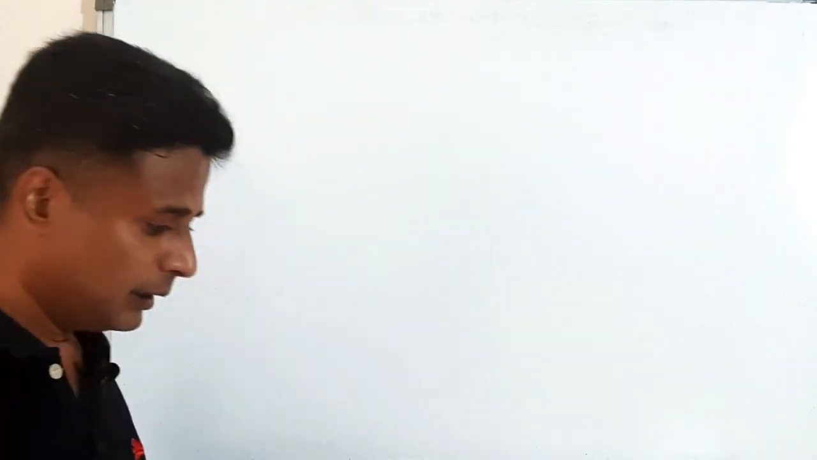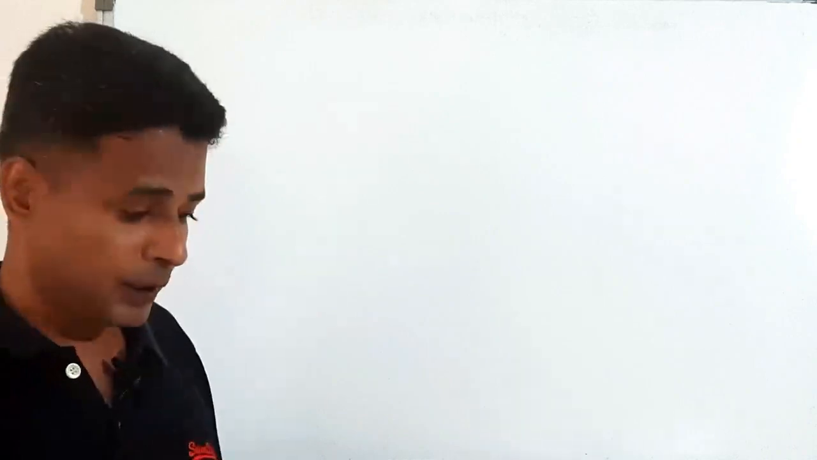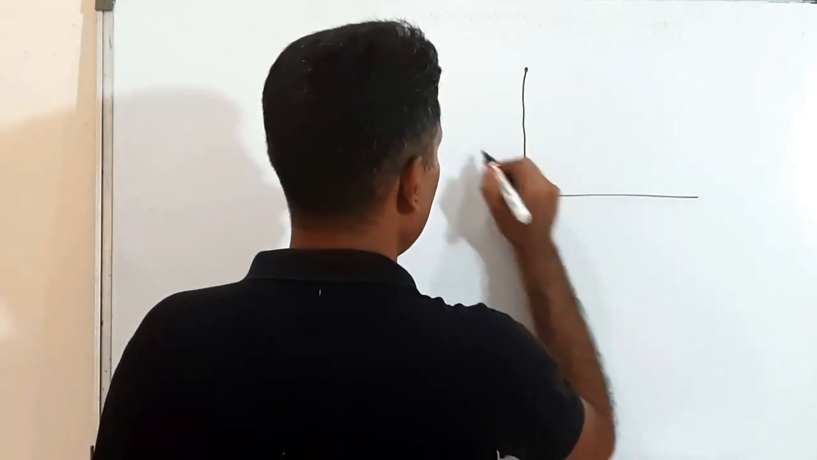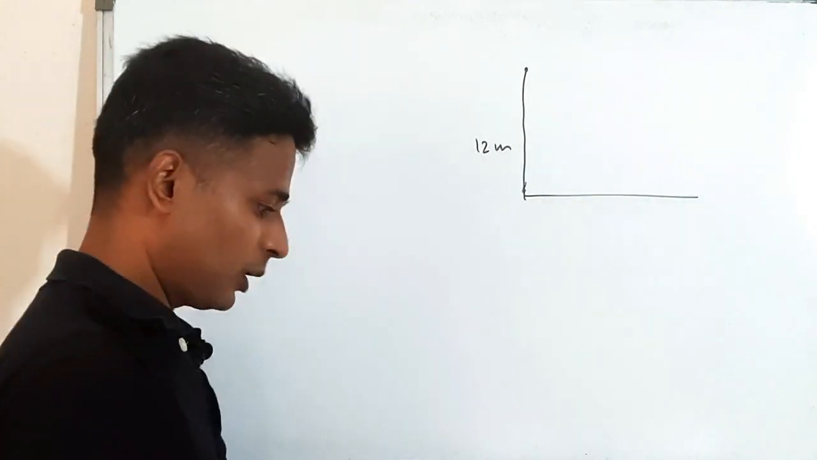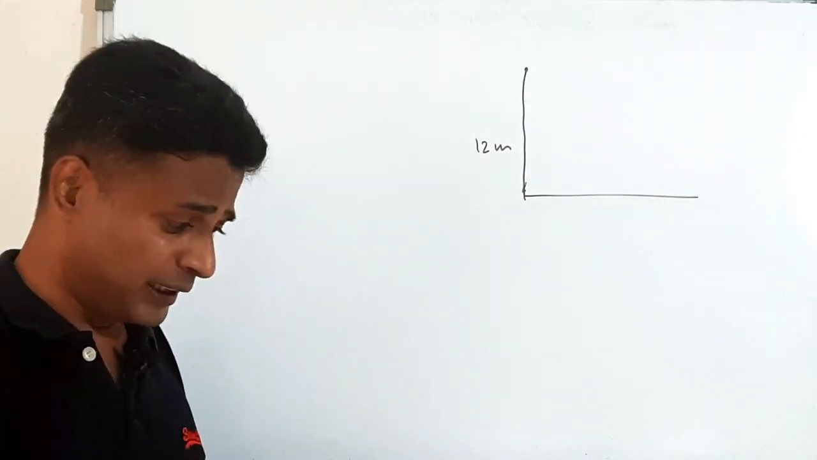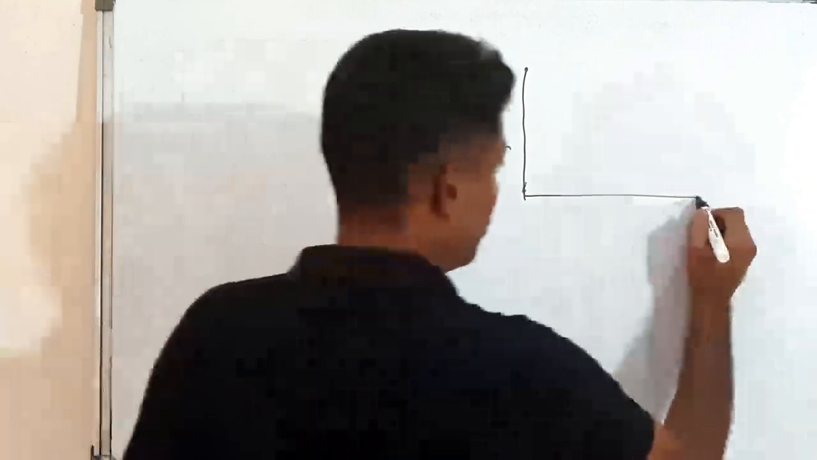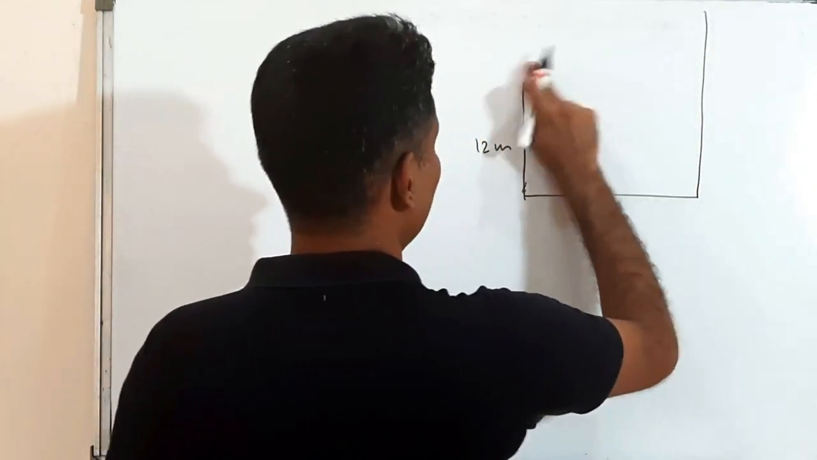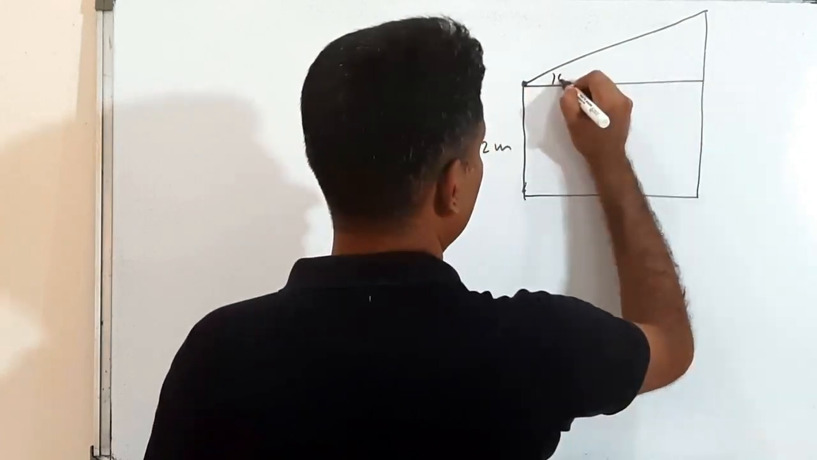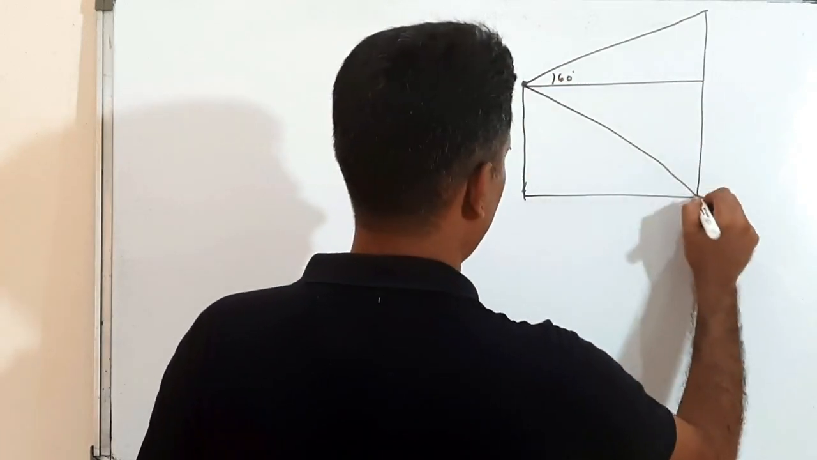Fifth question, guys. A man on the deck of a ship 12 meters above water. So this is water and this is the deck of the ship, 12 meters above water. He observes the angle of elevation of the top of a cliff is 60 degrees and the angle of depression of the base is 30 degrees. So the cliff is bigger. Angle of elevation of the top is 60 and the angle of depression of the base is 30.